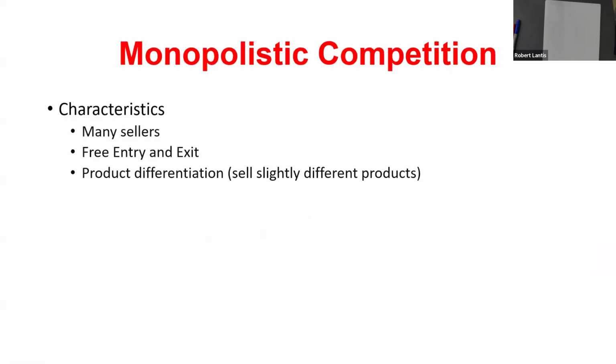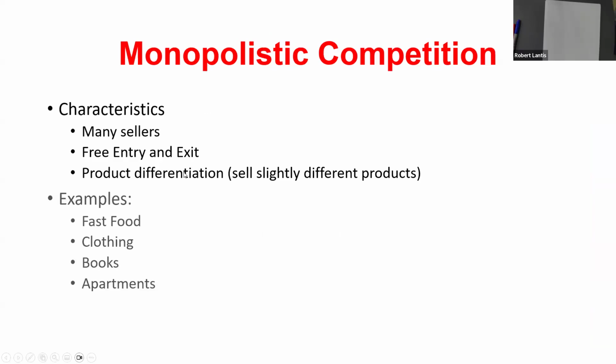Right? So what we're going to assume is we have many sellers in these monopolistically competitive markets, but just like a perfectly competitive market, firms can freely enter and exit. Right? Unlike monopolies, where we might have had some barriers to entry, like a patent, so that there was only one firm. Okay? And then we have this, I already mentioned, product differentiation.